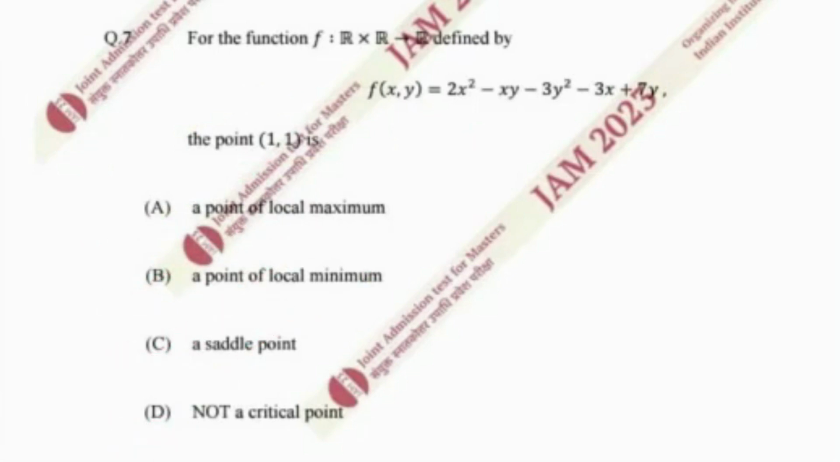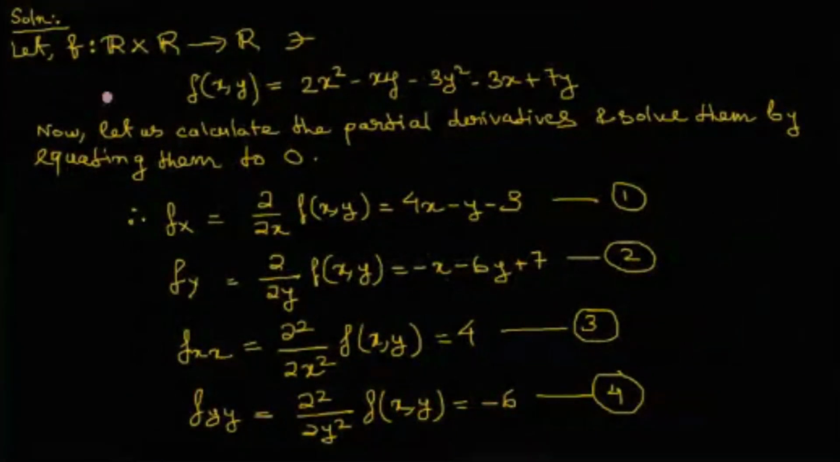Now let us proceed with the following solution. Given f is a function from R cross R to R given by f(x,y) = 2x² − xy − 3y² − 3x + 7y. Now we will calculate the partial derivatives of different orders and equate them to 0 to get the solutions of x and y. The first order partial derivative with respect to x is denoted by fx, which is equal to ∂/∂x f(x,y), which turns out to be 4x − y − 3. Again, the first order partial derivative with respect to y, which is ∂/∂y f(x,y), turns out to be −x − 6y + 7.